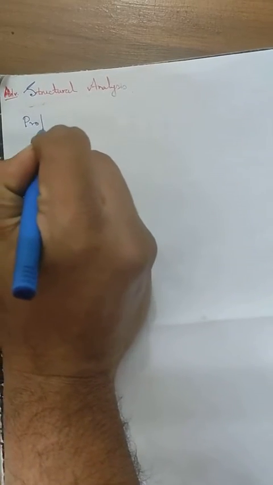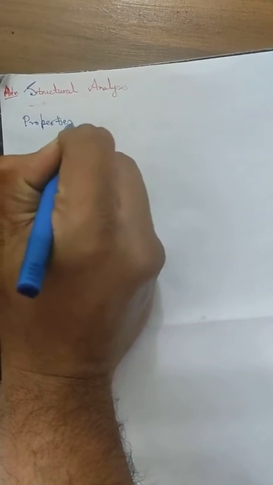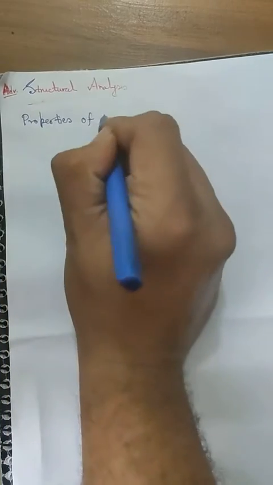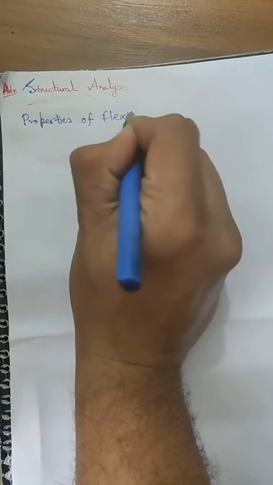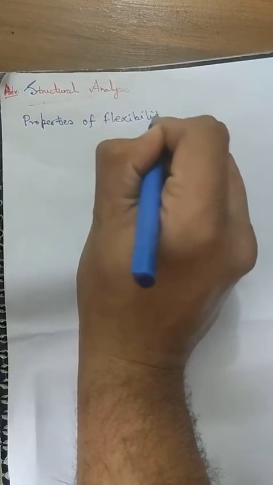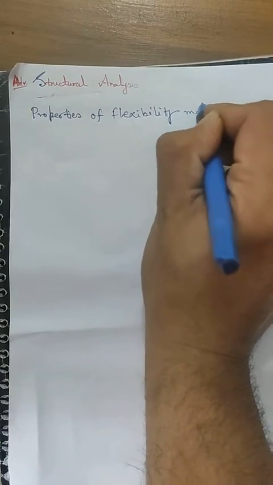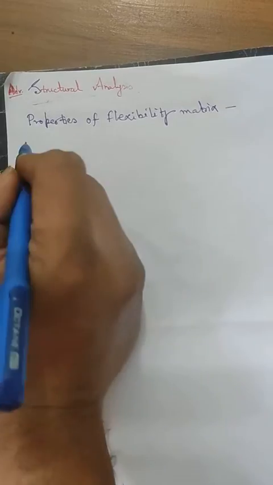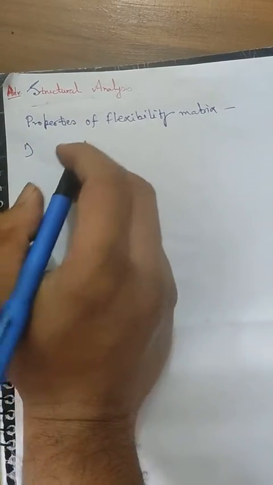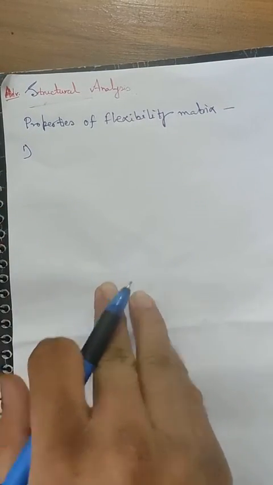So there are properties of the flexibility matrix. There are two types of matrix. I have told earlier that one is the flexibility matrix and another one is the stiffness matrix. Now we are discussing the flexibility matrix. So what are the properties? Number one is the flexibility matrix is a square symmetric matrix, right?